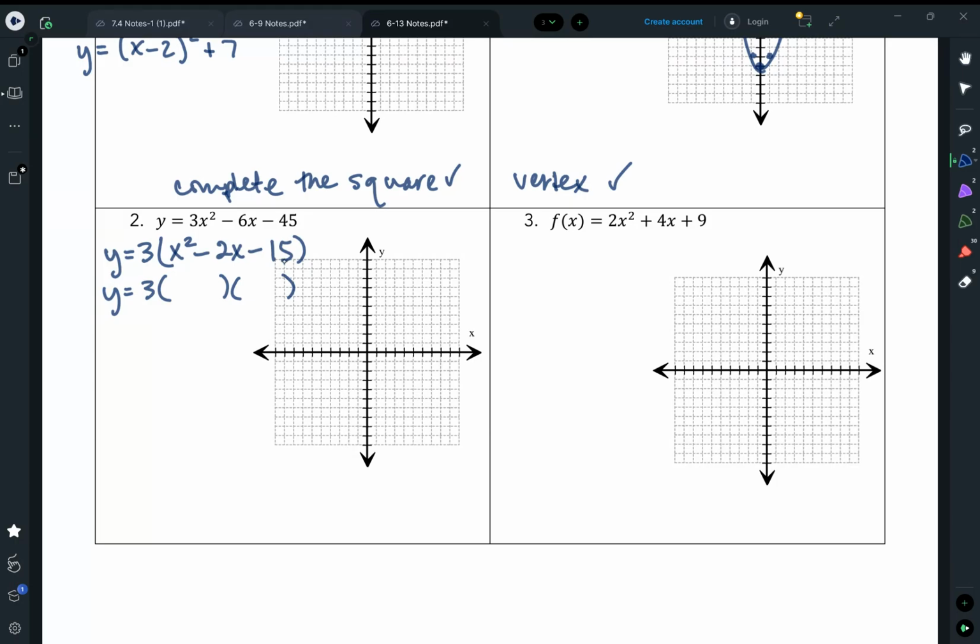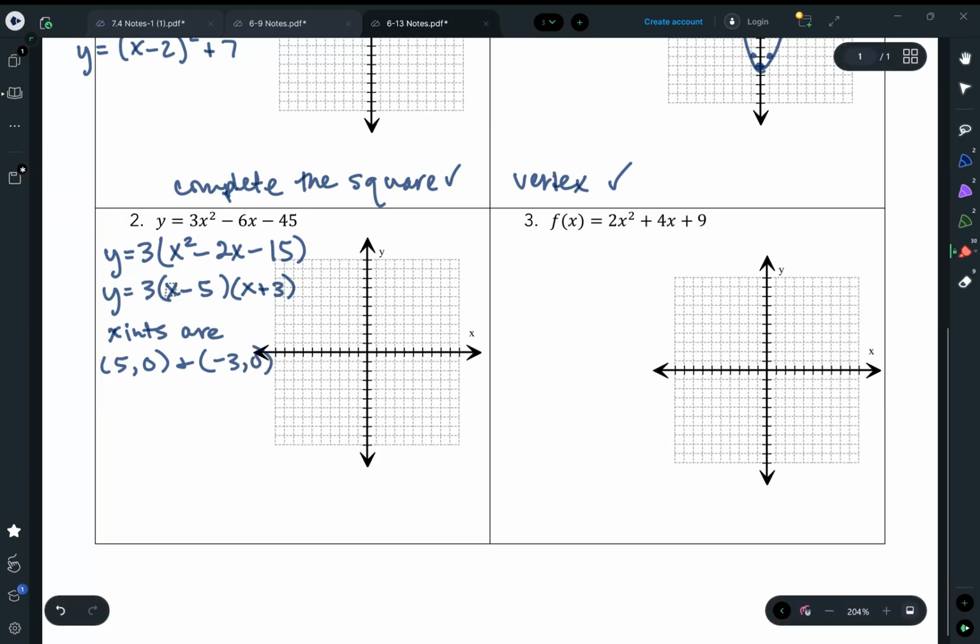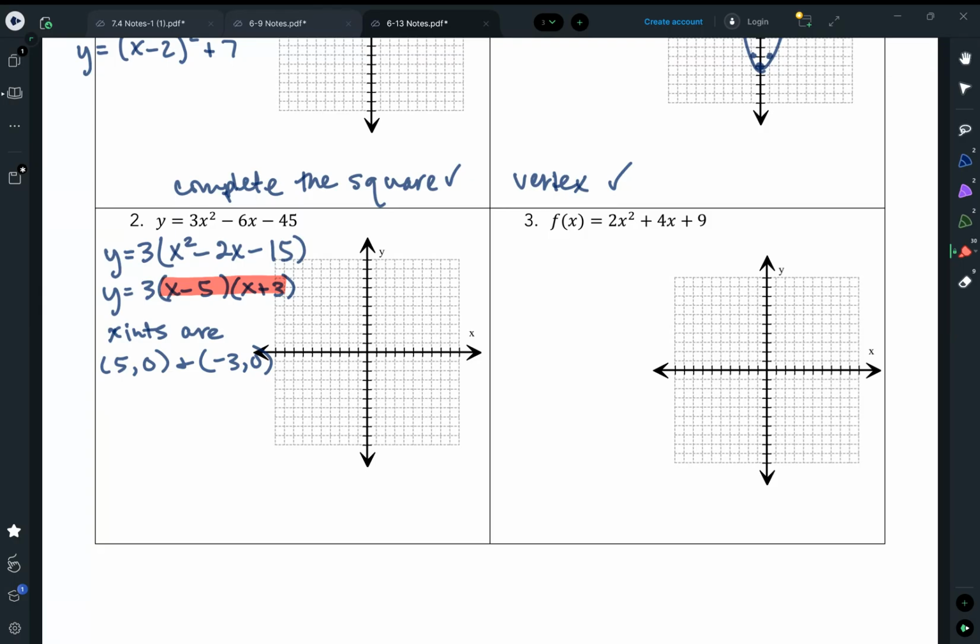So what multiplies to make negative 15, but adds to make a negative 2, and that's going to be 5 and 3. And let's see, I would need the 5 to be negative and the 3 to be positive. So I can tell right away that my x-intercepts are going to be (5, 0) and (negative 3, 0). So remember, those come from right here, right? If I'm making this equal to 0 and I'm solving it, if x minus 5 equals 0, then x must be a positive 5. It changes the sign. But if x plus 3 equals 0, my x must be negative 3. So that's solving with zero product property.